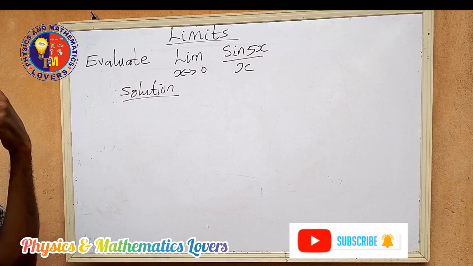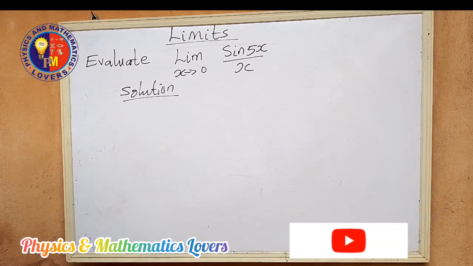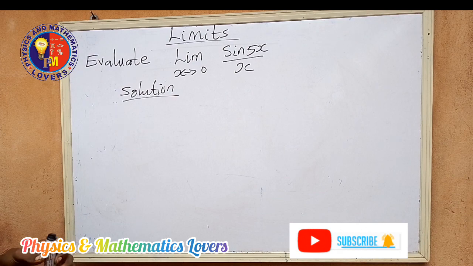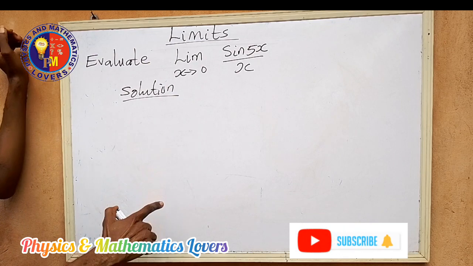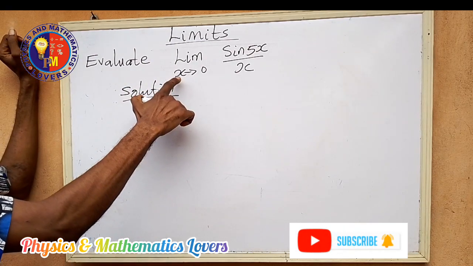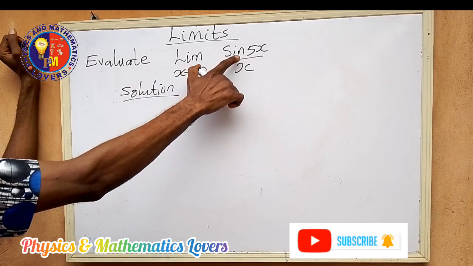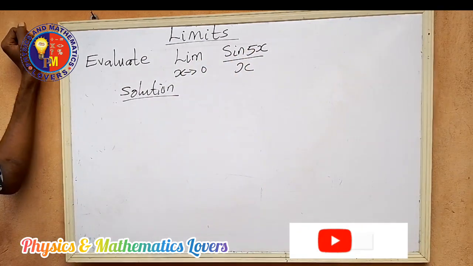Before us here is a very beautiful question on limits. Today we will be looking at a limit of functions, precisely a trigonometric function. The question reads: the limit as x tends to 0 of sine 5x all over x.